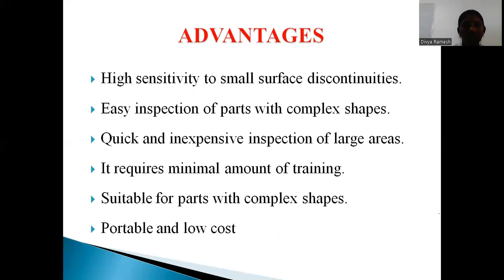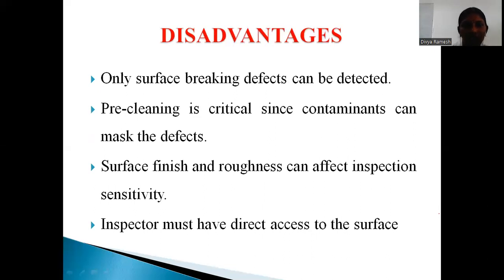First, the advantages: high sensitivity to even a small surface discontinuity, whether small minor cracks or major cracks. It is sensitive to both, so the place of the crack is easily specified, and parts with complex shapes can be easily inspected. Various geometrical shapes can be inspected with this method. It is a quick and inexpensive method. The only drawback is that you can identify surface defects only. Subsurface and inner cracks cannot be identified with this method.